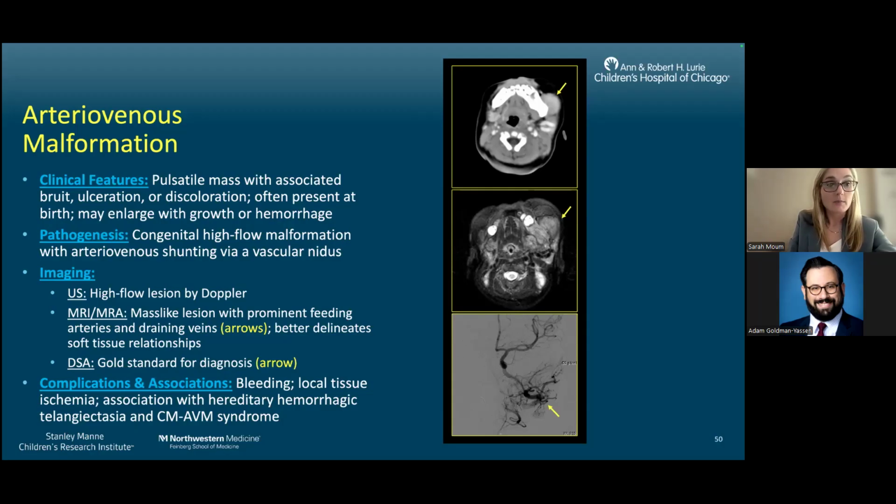Okay, and then complications, much like AVMs in other locations: bleeding. Because of the AV shunting, you can get local tissue ischemia, helping to explain some of that skin ulceration you can see on physical exam. It's important to remember the syndromic associations with AVMs. So, any young patient with an AVM, HHT (hereditary hemorrhagic telangiectasia) or cavernous malformation AVM syndrome should be considered, or at least syndromic associations should be thought of, especially in these young patients.